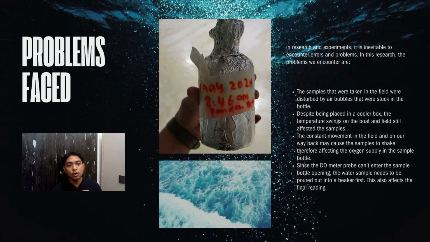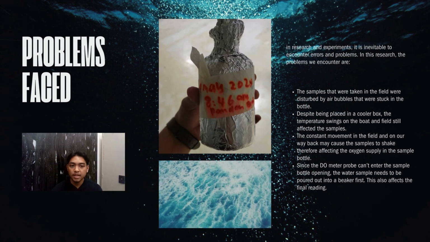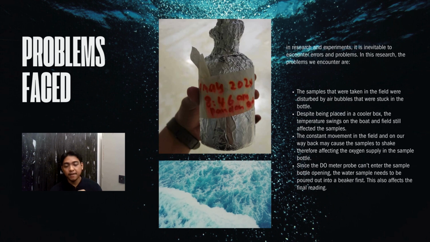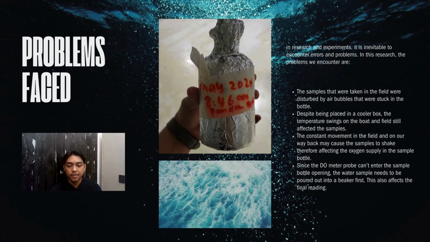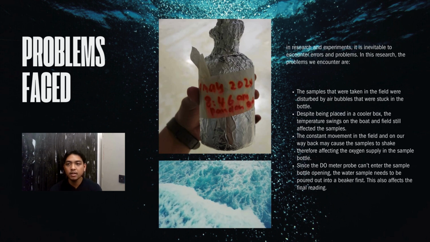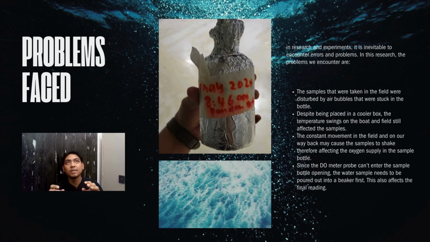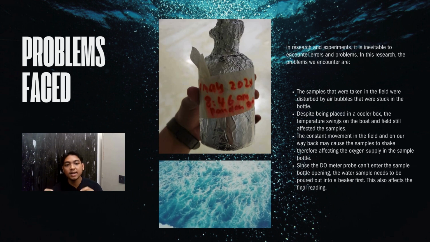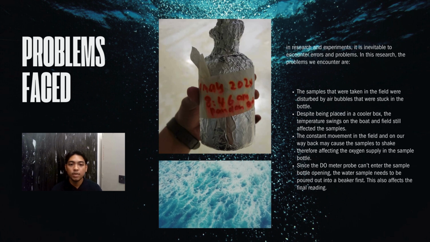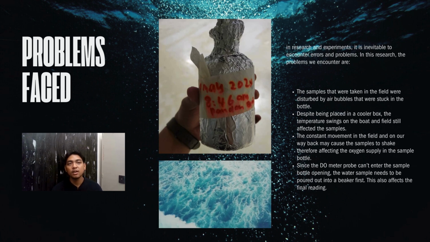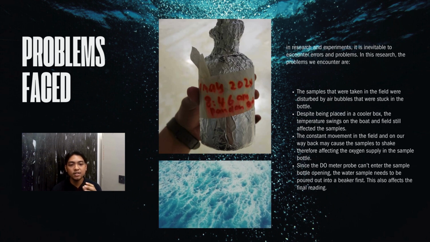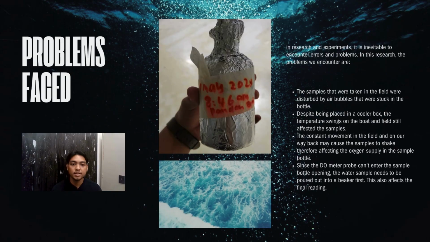And finally, since the DO meter probe cannot enter the bottle opening, the water sample needs to be poured out into a beaker first. This may affect the oxygen supply because when we pour the water sample into the beaker, the water comes in contact with open air. So the oxygen may go into the water and affect our reading. So this is why the reading of our BOD5 turns negative and the DO, the dissolved oxygen in the water samples, increases.